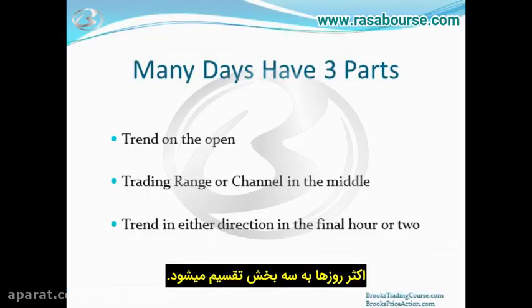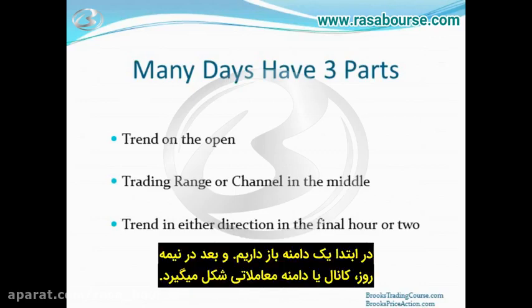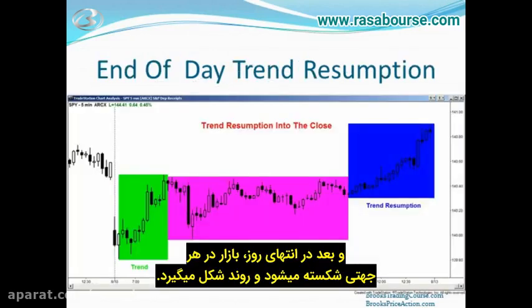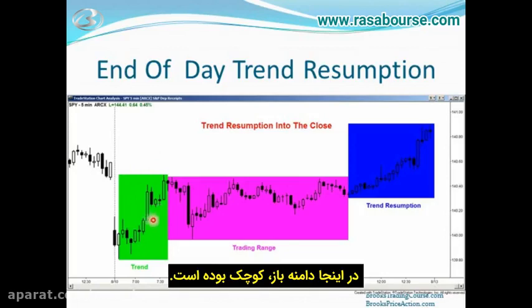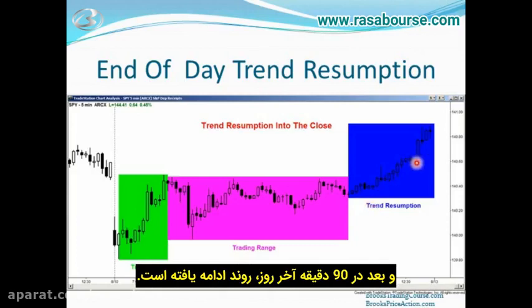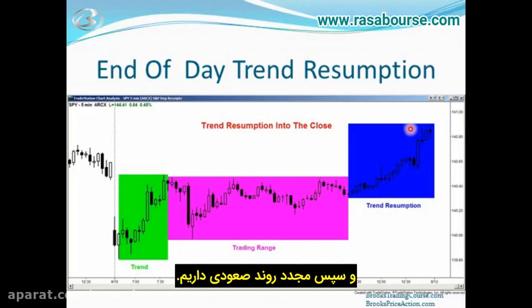Many days have three parts, and there tends to be an opening range, and then a trading range or channel in the middle of the day, and then a trend in either direction at the close of the day. Here's an example. So the opening range in this day was small. Trading range in the middle of the day lasted about 4 hours, and then there was some trend resumption in the final 90 minutes. So we had a bull trend, sideways, and then a bull trend. So we have trend resumption into the close.